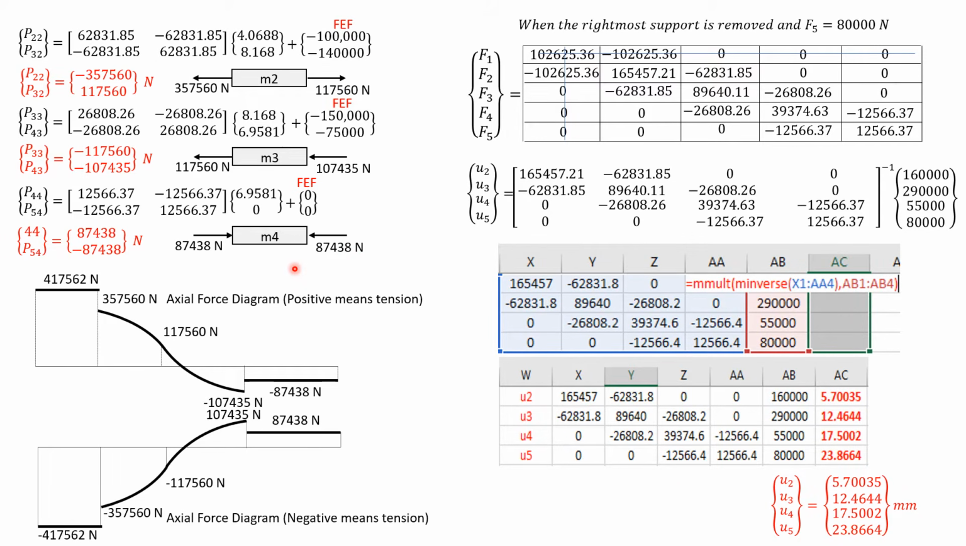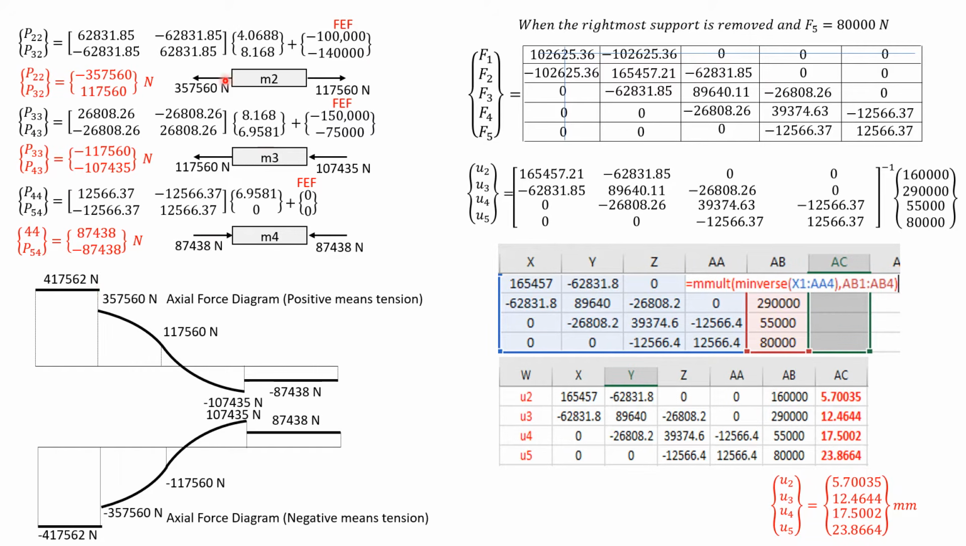Then we now construct the axial force diagram, and you have two options here. You can make positive as tension, and you can also make negative as tension, whichever you like. But if you consider positive force as tension, then this will be the axial force diagram. First, member 1 is subjected to 417,562 Newton force, and member 1 is in tension.